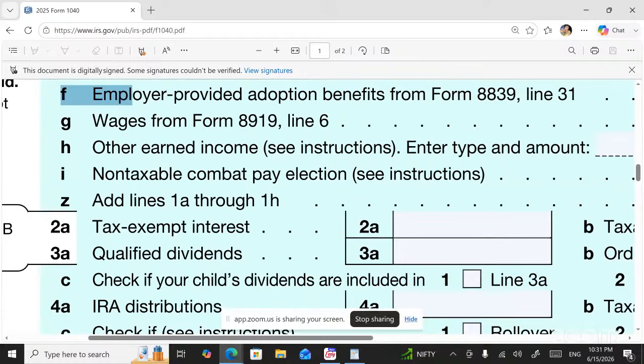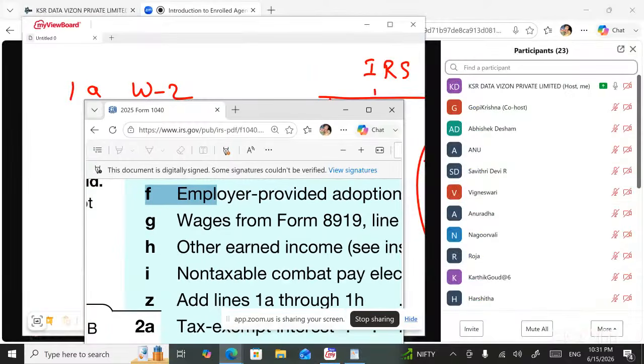Other earned income, whose name is not mentioned, anything not covered above, you can include as residual income. Now coming to I, non-taxable combat pay election. This is also a regularly asked question.